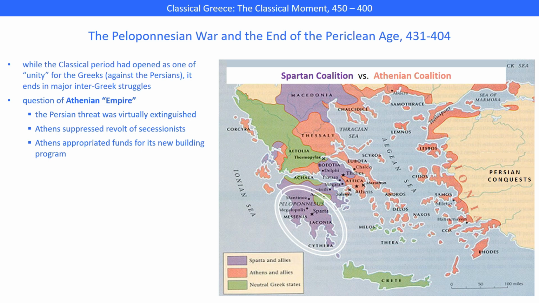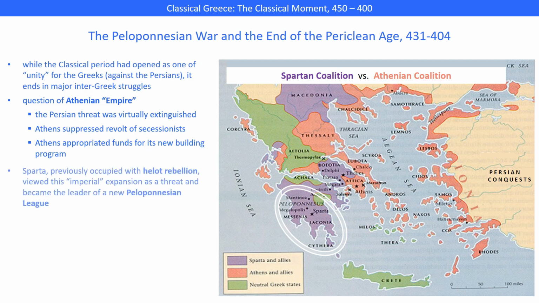Sparta itself did not join the League for a variety of reasons, including perhaps what might be called a lack of interest in the affairs of the Greeks across the Aegean Sea and Ionia. The Spartans were also initially preoccupied with the largest Helot rebellion, or serf-class rebellion, in their history, but they quickly came to view Athens' imperial expansion as a threat, and Sparta became the leader of a new Peloponnesian League.